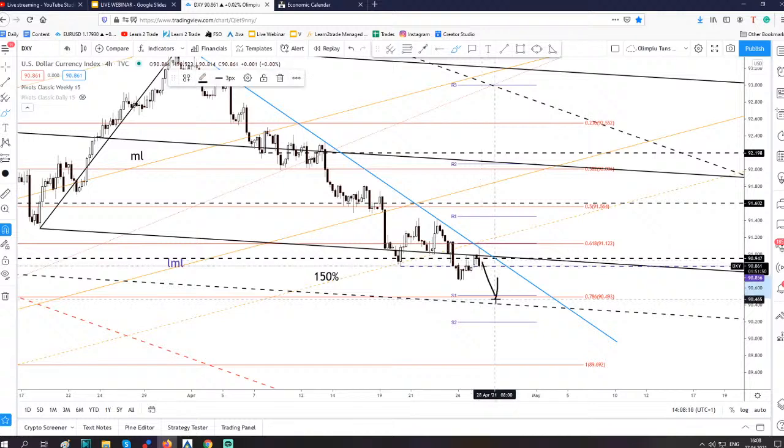So the DXY, the US dollar index, could continue to drop, and the further drop should push euro versus the US dollar higher.